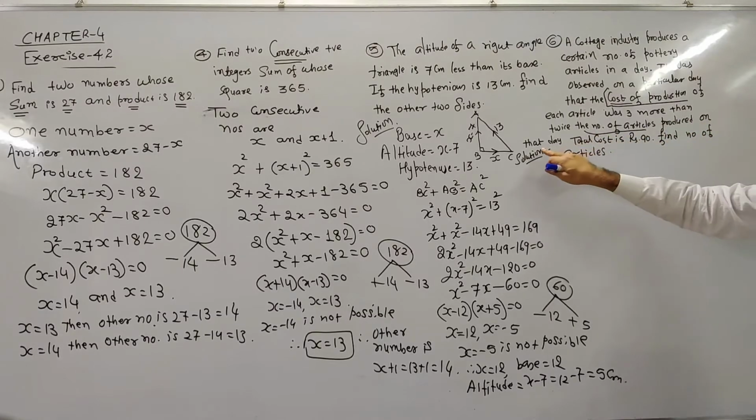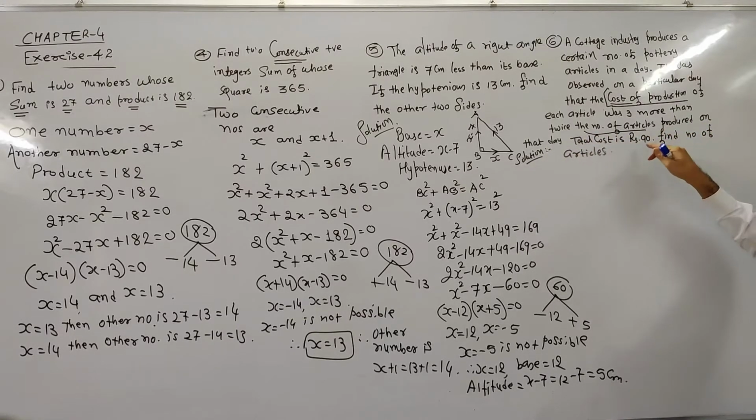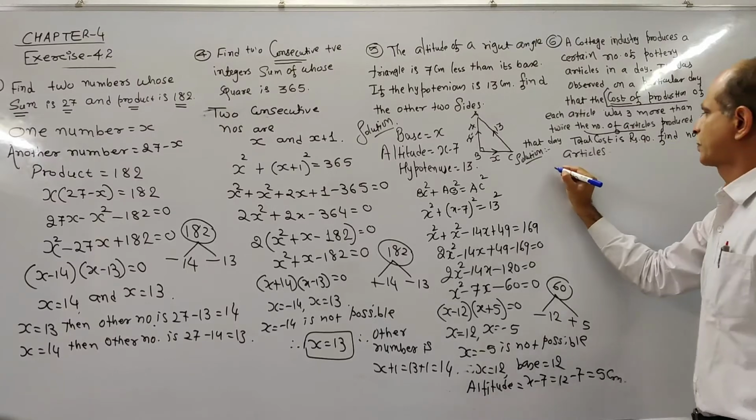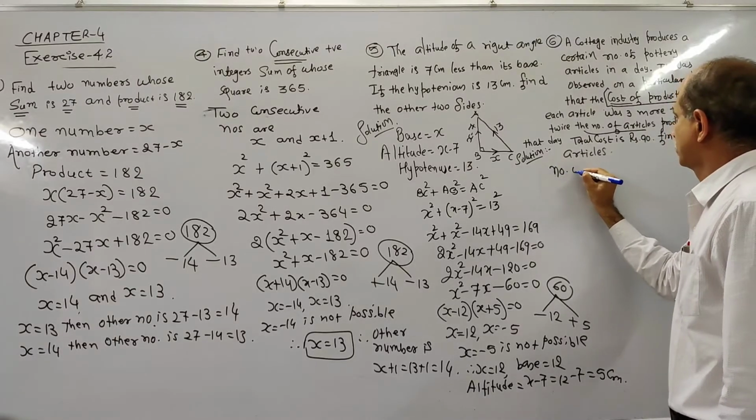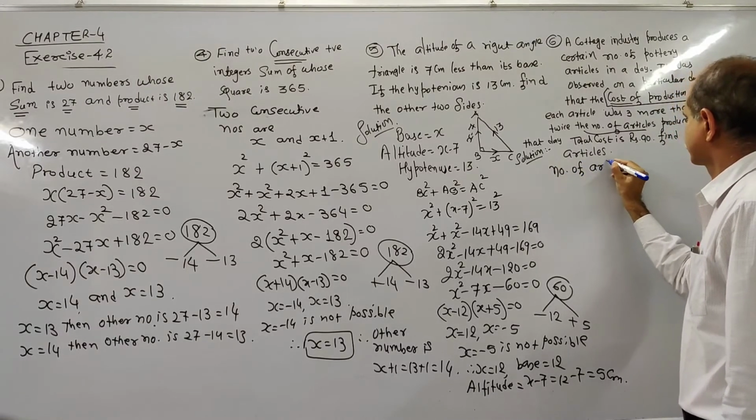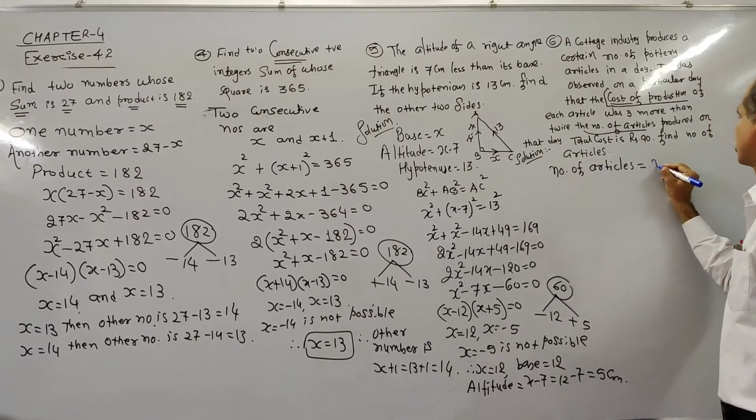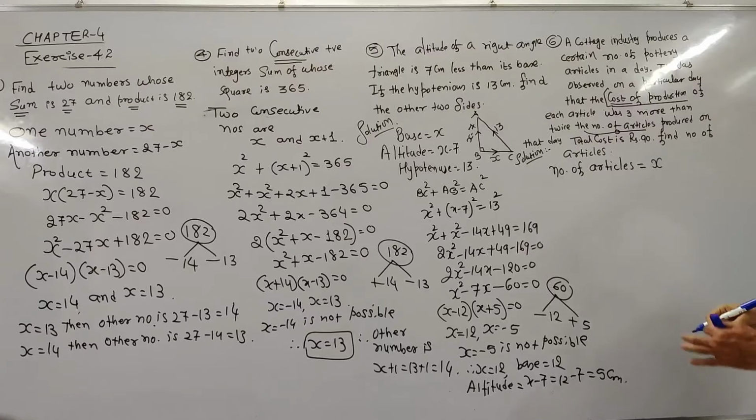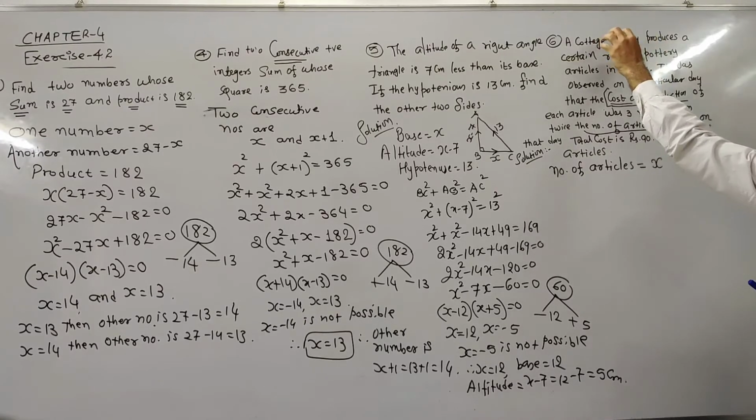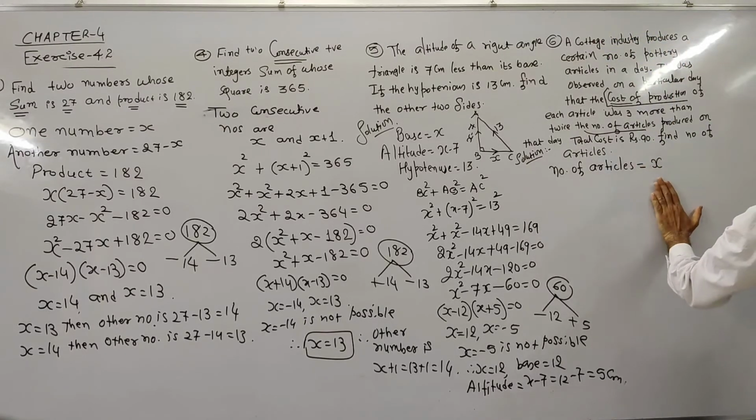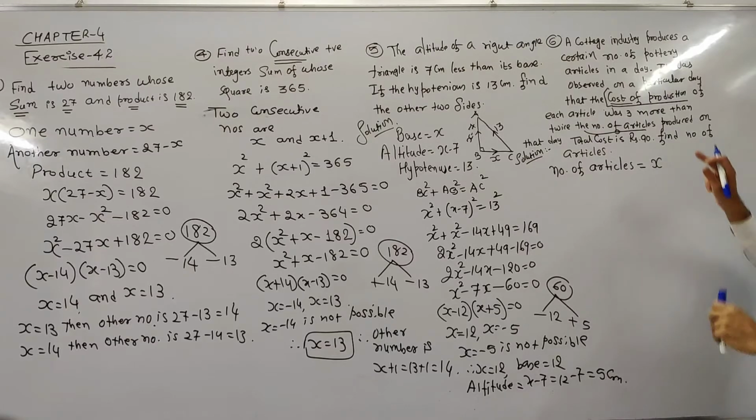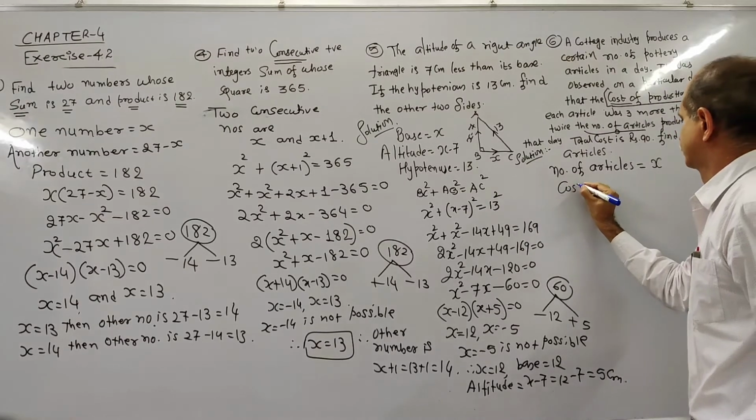produced on that day. Total cost is 90. Find the number of articles. Suppose the number of articles is equal to x. Means a company or a cottage industry produces x articles per day. Now cost of production.